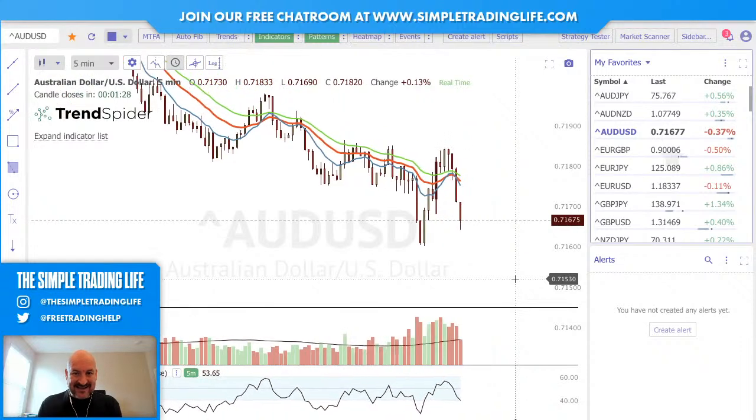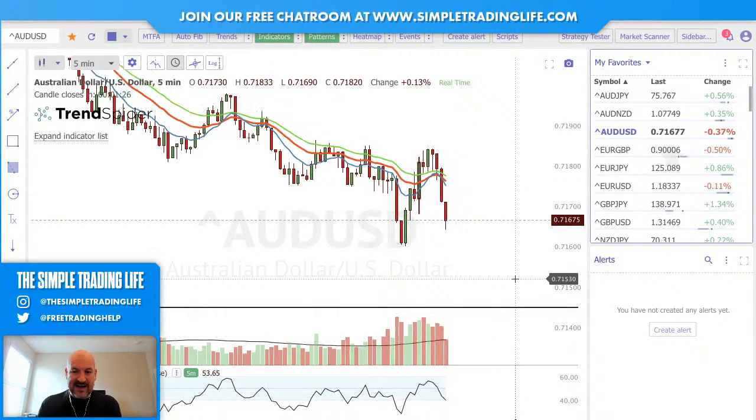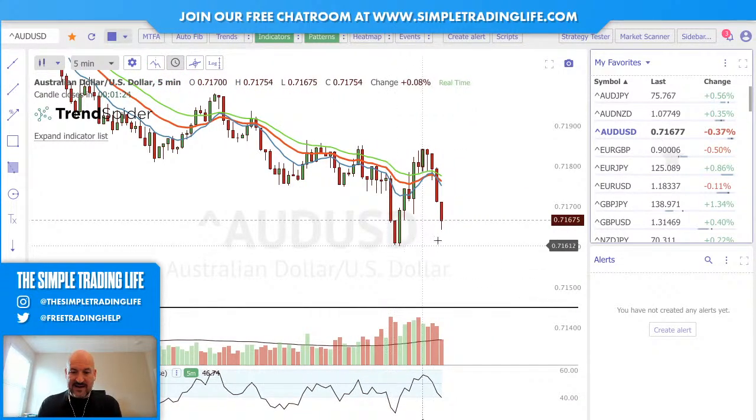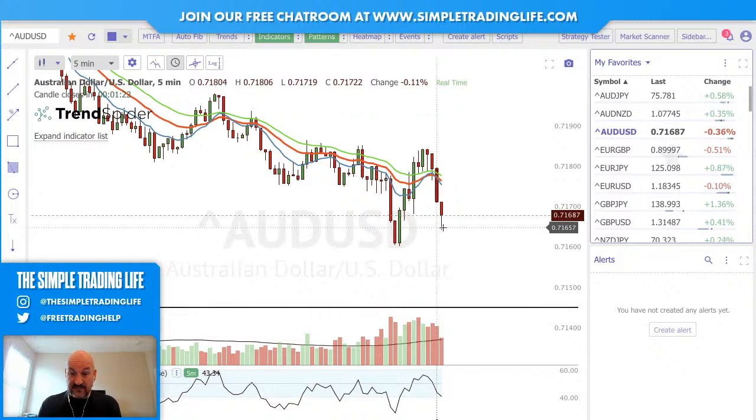I'm trying to anticipate, right? I'm trying to anticipate if we get down here and we take this out. Now before then, it may pull back, right? We may come down here, actually pull back over to the 10 and then start down again.